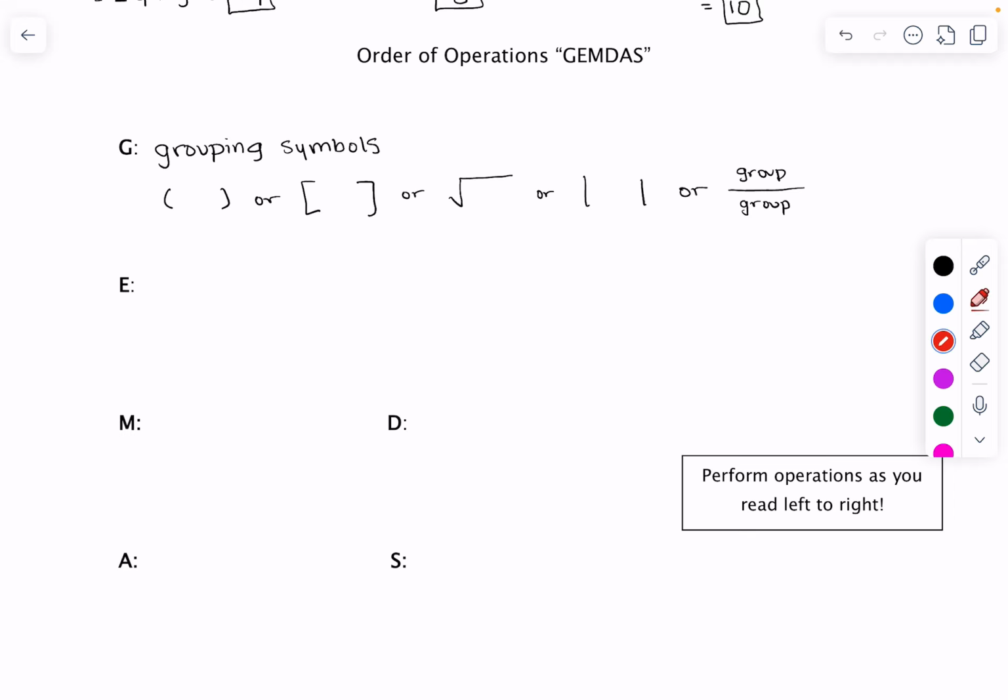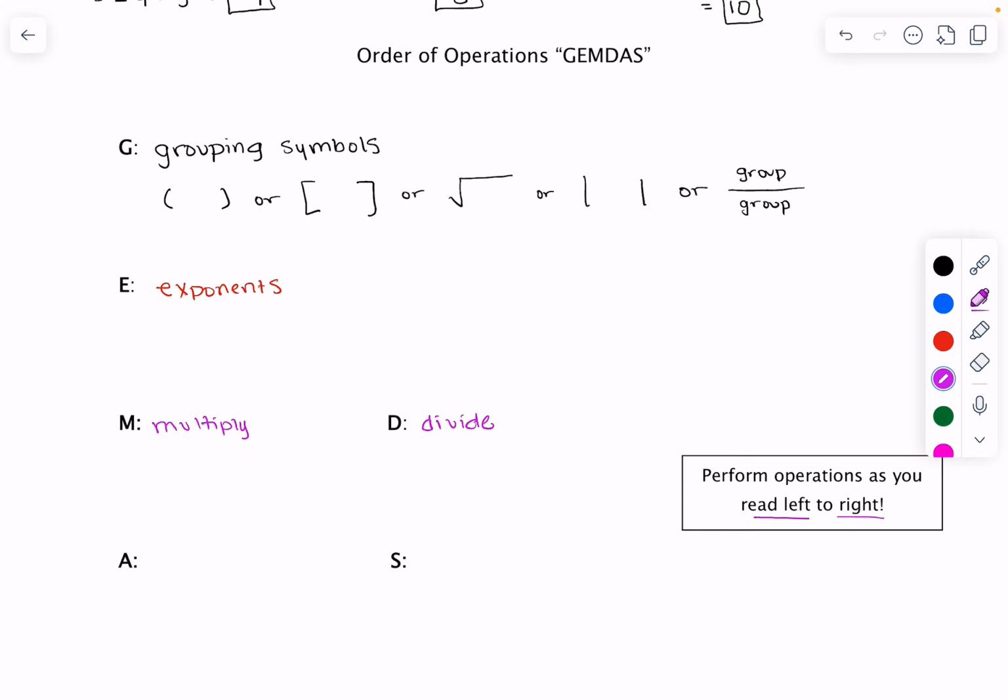The second thing, the E, stands for exponents. So you do exponents next. Okay. After you're done with exponents, you're going to do multiplication and division. Now here is the trick with multiplication, division, addition, and subtraction. You perform them as you read them left to right. It is not multiplication first and then division second. Okay, it doesn't work that way. It's how it reads left to right. So if division comes first, then multiplication is second, you do that division first, then you do the multiplication.